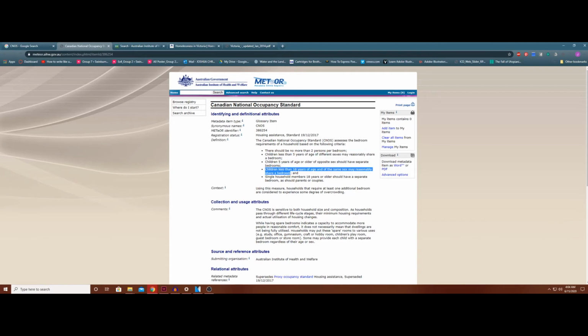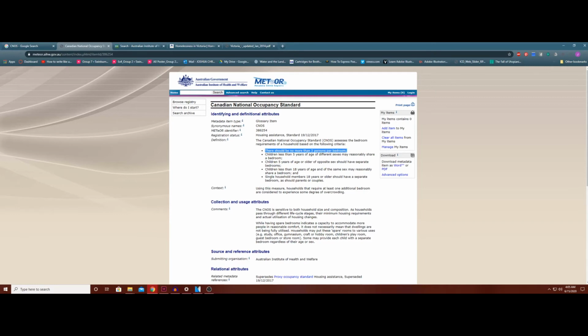And then children less than 18 years of age and of the same sex may reasonably share a bedroom. For example, you have 2 children, both of them are boys. One of them is 14, the other one is 12, so both of them are below 18. They can share the bedroom. But above 18 years old, anyone should have a separate bedroom. And from here, we can conclude that there should be no more than 2 persons per bedroom.